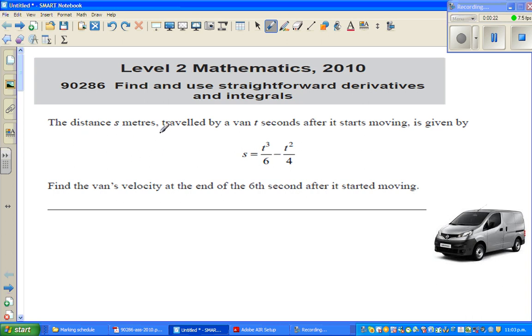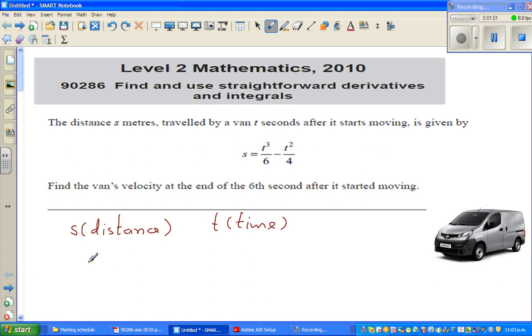The distance s meters traveled by a van t seconds after it starts moving is given by this function. S is for distance and t is for time. So it's t cubed over 6 minus t squared over 4. Find the van's velocity at the end of 6 seconds after it started moving. Before we move on, S is for distance or displacement, and t is for time.